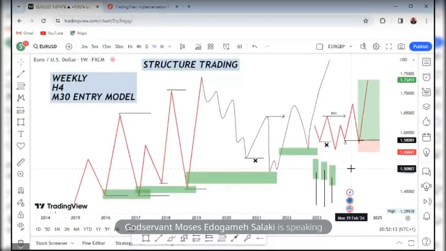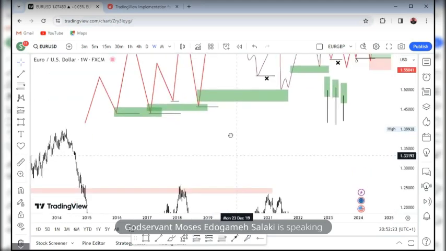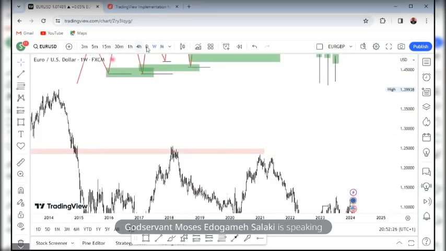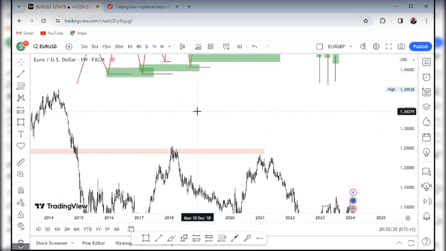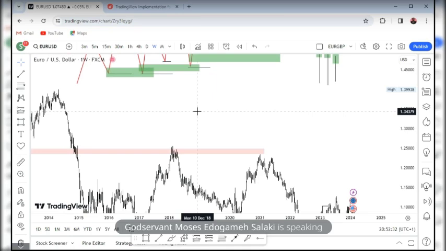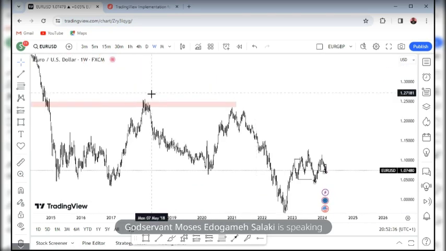So while we are waiting for that, let's move this out of the way. This is my weekly chart, the EUR/USD. I will show the model on the lower time frame, I'll do that. So this is the EUR/USD weekly chart.